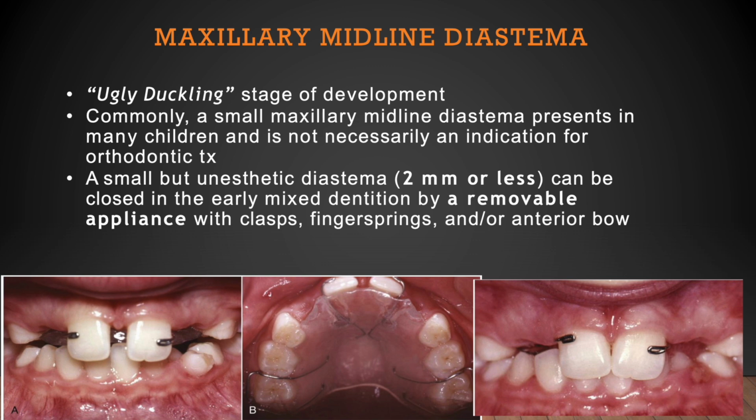And lastly, we're going to talk a little bit about maxillary midline diastema. Usually this is referred to as the ugly duckling stage. Commonly, a small maxillary midline diastema presents in many children, but it's not necessarily an indication for ortho treatment. This space will usually close on its own with the eruption of the permanent canines, which will push everything more mesially and close this gap. However, a small diastema of about 2 millimeters or less can be treated early by a removable appliance with clasps, finger springs, or an anterior bow, as you can see here in these pictures on the bottom.